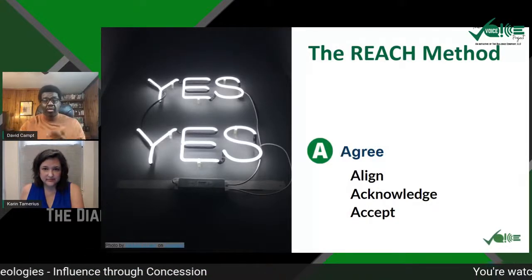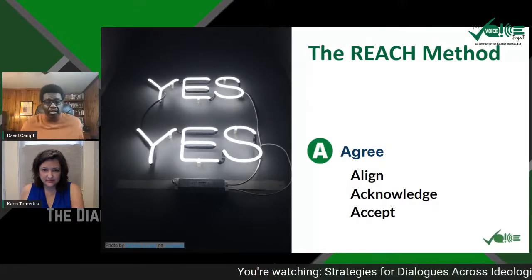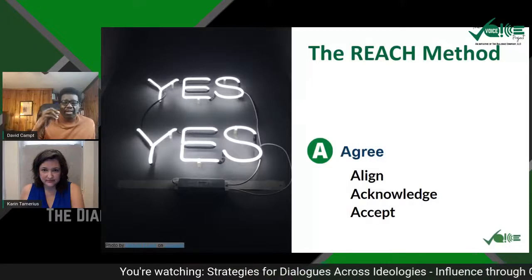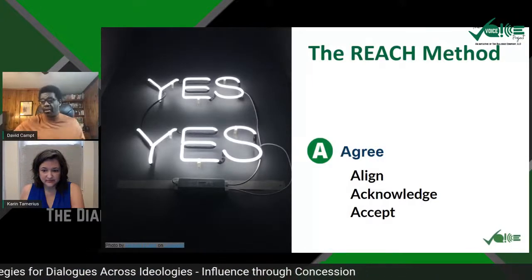Agree has to do with wanting to show alignment with the person. You want to convey to them you're aligned with them, you want to acknowledge how they look at the situation, and you want them to know that you accept them and their point of view. You don't think they're crazy is the point of that.